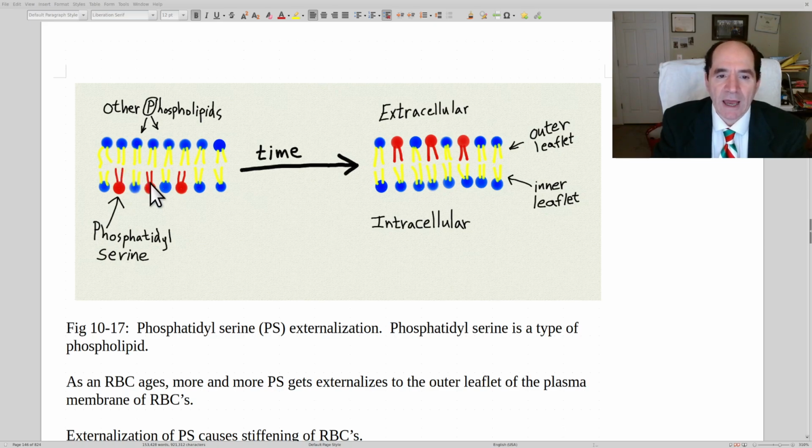So what happens over time in the red blood cell, its outer membrane of a cell is called the plasma membrane because it's in contact, let's say, with the plasma of the red blood cell. Okay, its inner leaflet will then flip to the extracellular side, the outer face, if you will, outer leaflet of the plasma membrane of the red blood cell. And as this occurs, the red blood cell becomes stiffer. So that's called phosphatidylserine externalization.